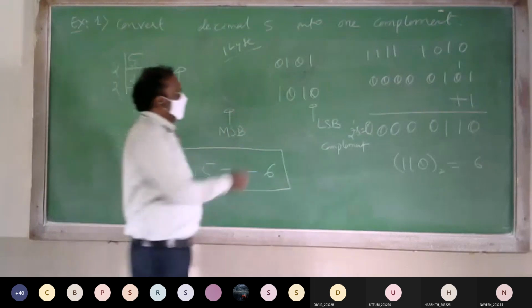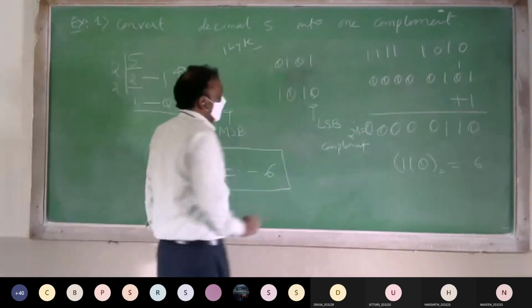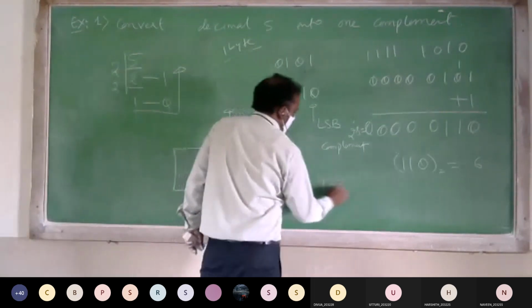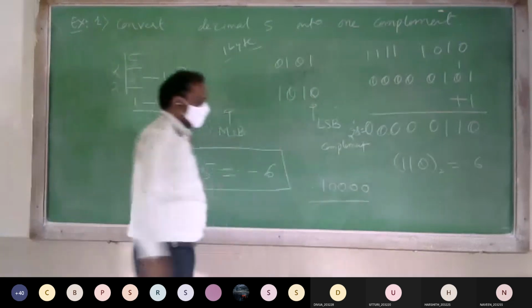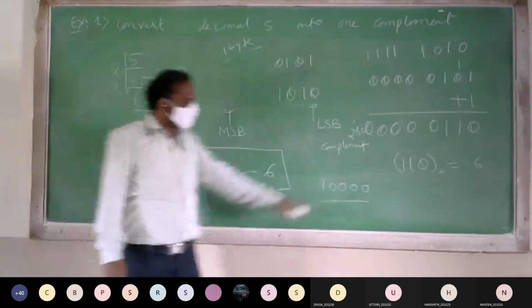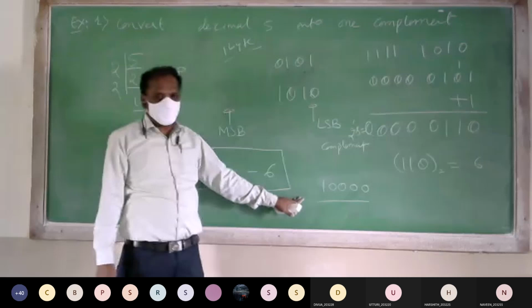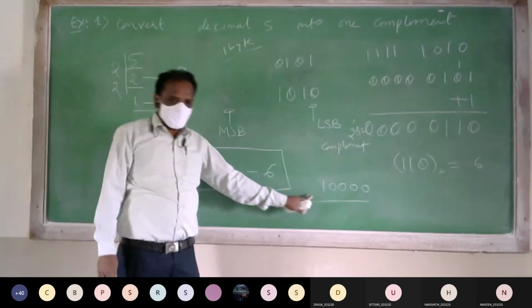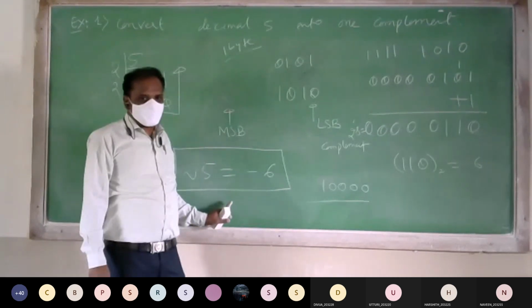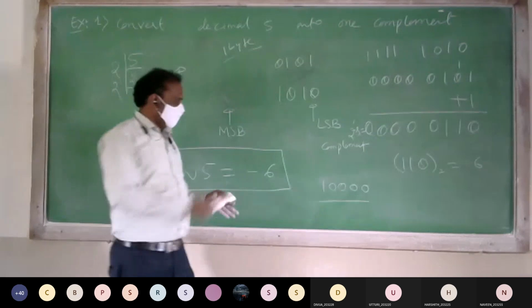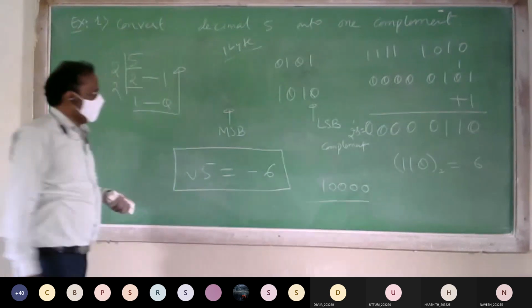For example, if the number is 16, what is 16? This is 16, 10000. Now you cannot take 4 bits, right? Now you have to take 8 bits. If the number is more than 8 bits, then you have to consider 16 bits. Clear, everybody?